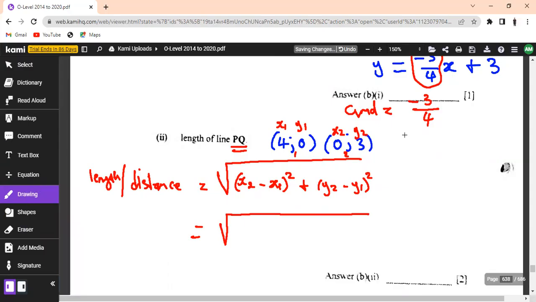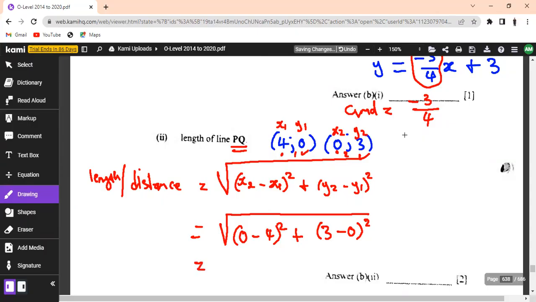So your x2 in this case is 0. So it's going to be 0 minus x1, which is 4, so 0 minus 4 squared, plus y2, which is 3, minus y1, which is 0, like that. Then you square. As you can see, it's y2 minus y1 squared.